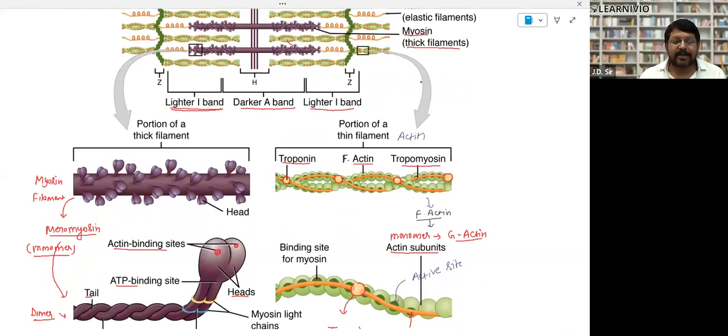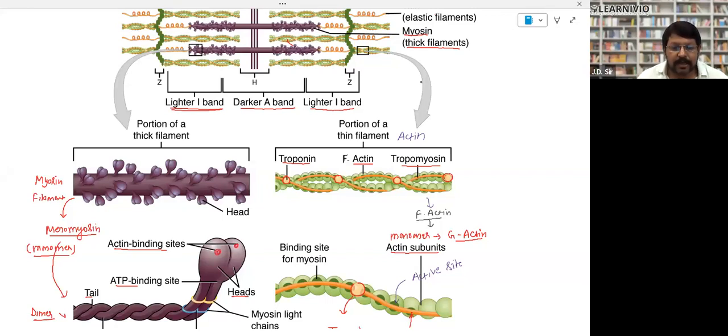Basically this actin or thin filament is made up of three types of protein: troponin, F actin and tropomyosin, right? So first we will study actin. Let's discuss actin. Wherever you get stuck or confused, you have to ask me and I'll tell you again. So actin is made up of three types of protein.